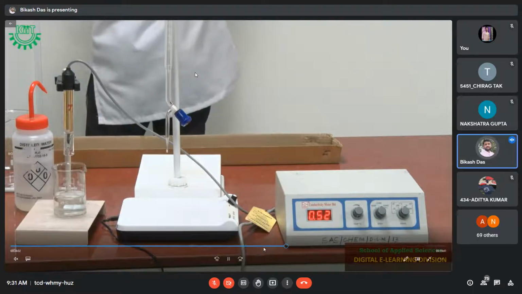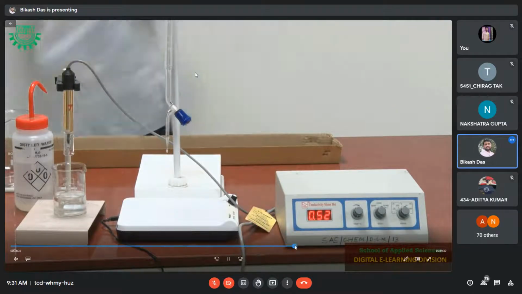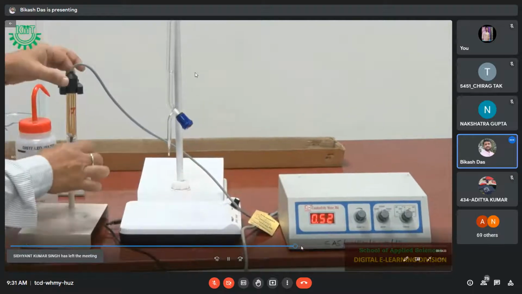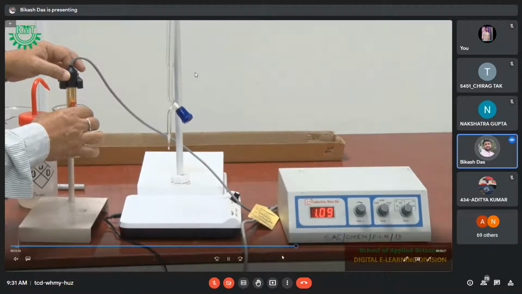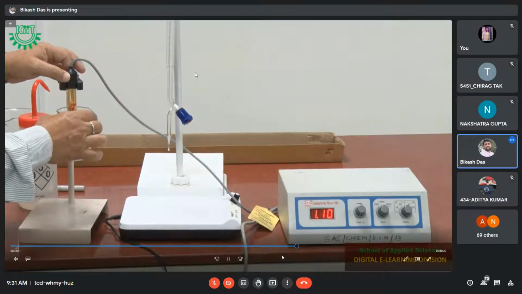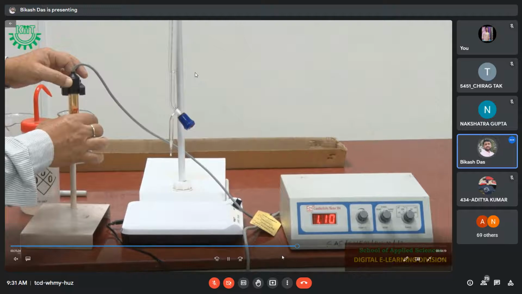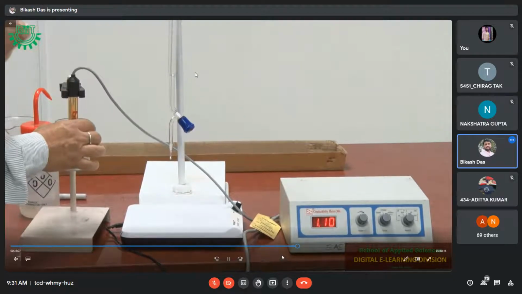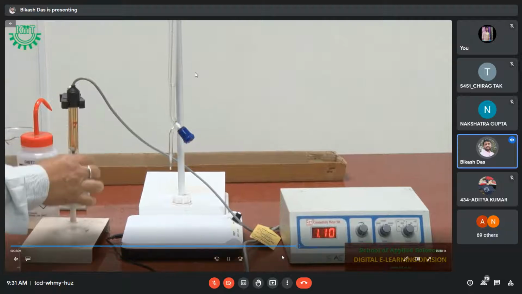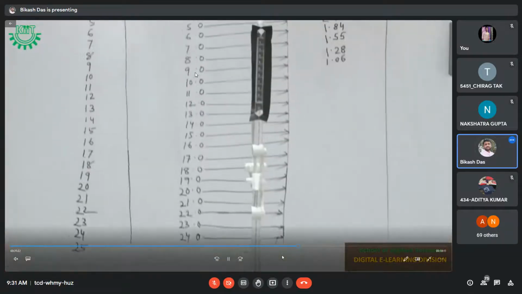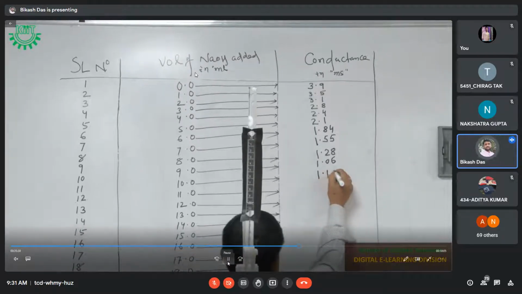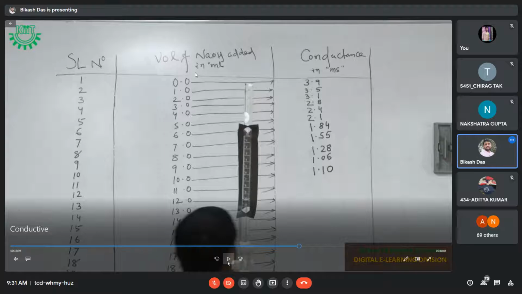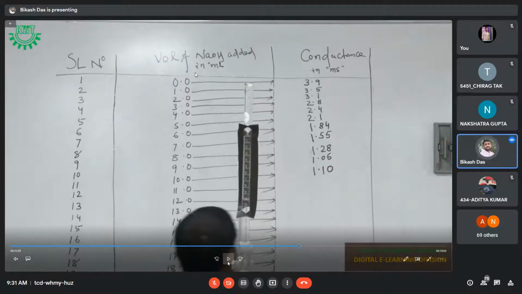See what sir is writing there. The same common process, only you have to add 1 ml, mix the solutions using the magnetic stirrer, dip the electrode, take the readings. Now see, 1.10. Check how the readings were coming, 1.10. I think now the conductance starts increasing.